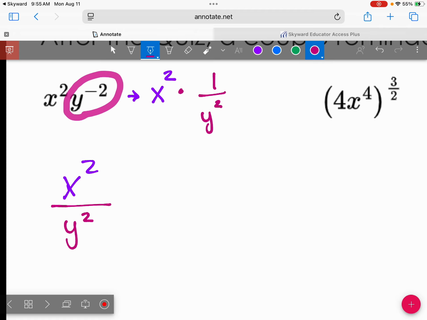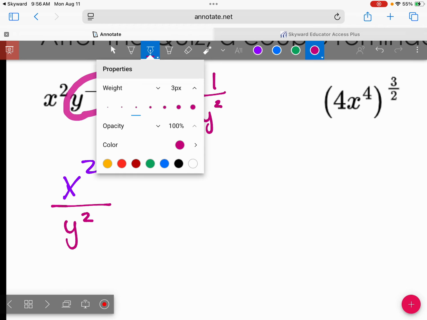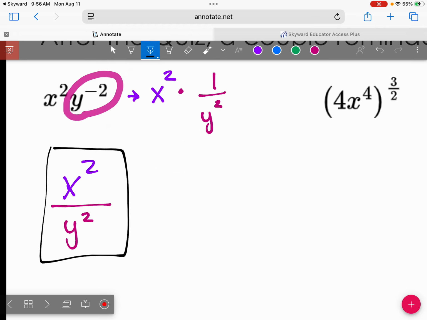Okay? So just be careful with that. I had a lot of people switching lots of things with negative exponents. There was all kinds of interesting choices. So just be careful with those, because this is what it should be.